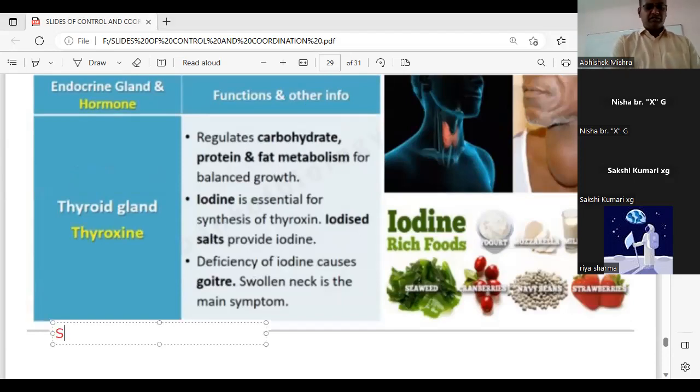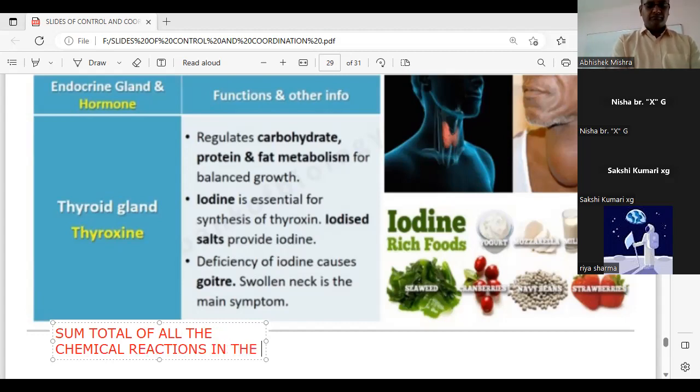Metabolism means sum total of all the chemical reactions in the body. Sum total of all the chemical reactions in the body. This is a proper and complete definition of metabolism. So here we can say either the food making or even we can say the food breaking. So these are the cases of metabolism.